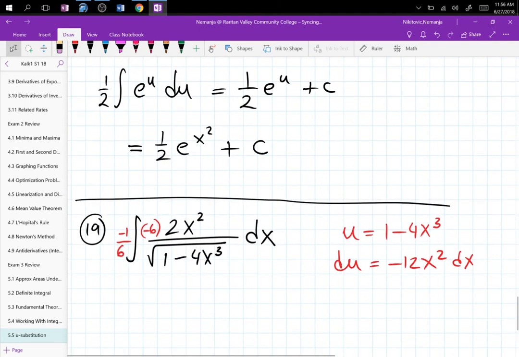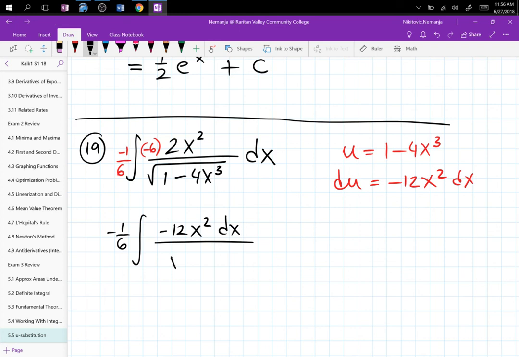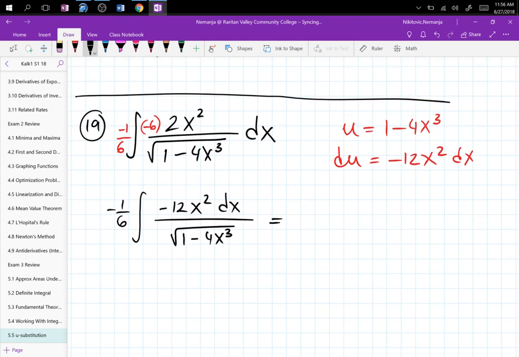The one on the bottom looks much scarier, but it's not that bad. I have -1/6 integral of -12x squared, you can put dx there, divided by square root of 1 minus 4x cubed. So you see that the entire numerator is exactly du, so you have -1/6 integral du over square root of u. It compresses so much. I mean, the very intimidating problems become very easy after substitution.